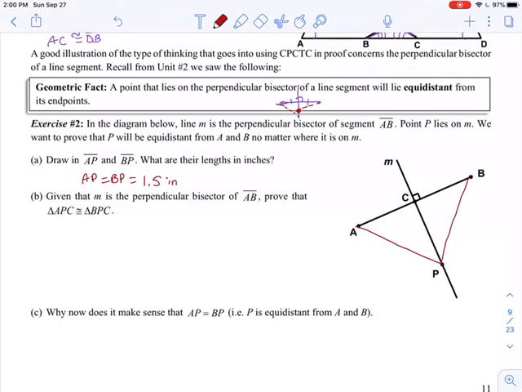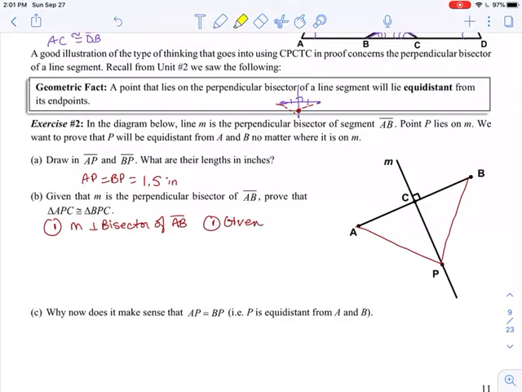All right. Given that M is the perpendicular bisector of AB, I want to prove that triangle APC, because I've now created triangles by drawing in AP and PB, is congruent to triangle BPC. So I'm going to start with my given, and that's M is the perpendicular bisector of AB. And I'm going to prove that my triangles are congruent to each other.